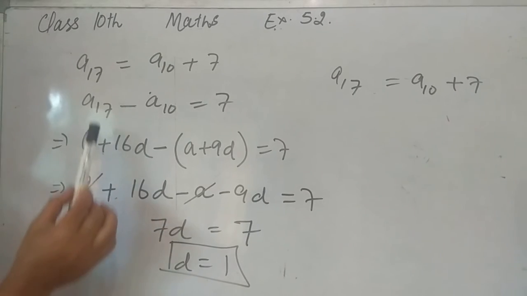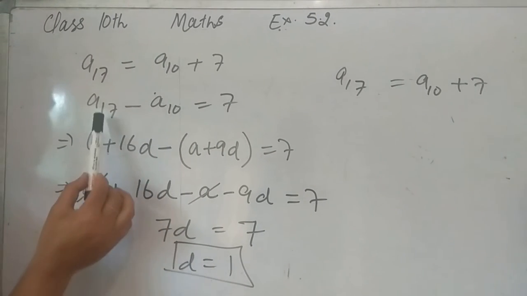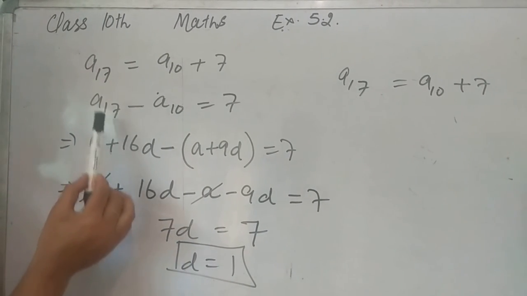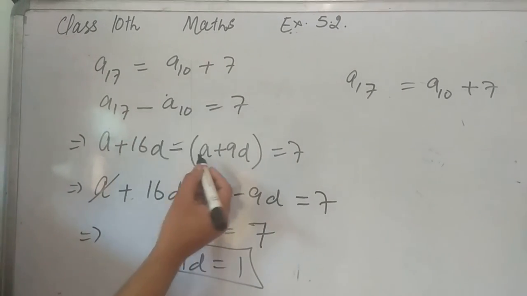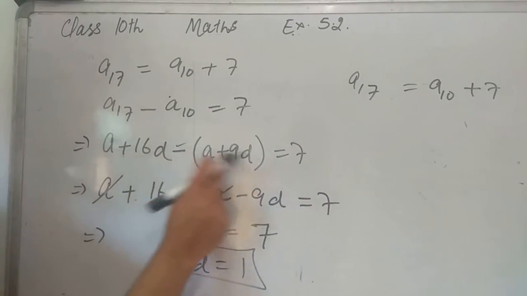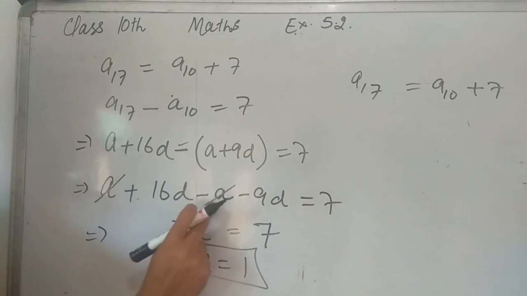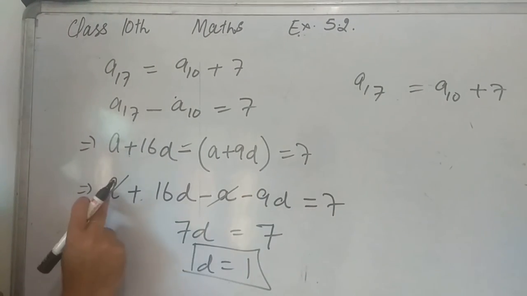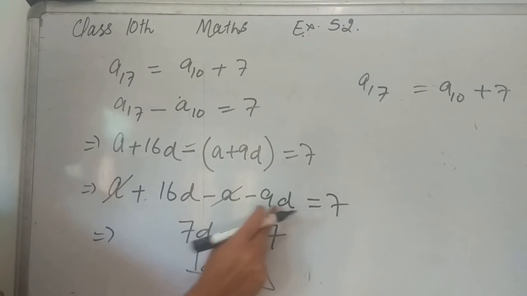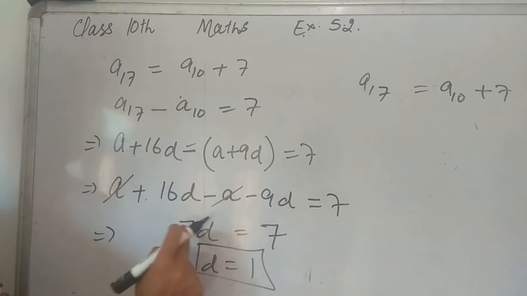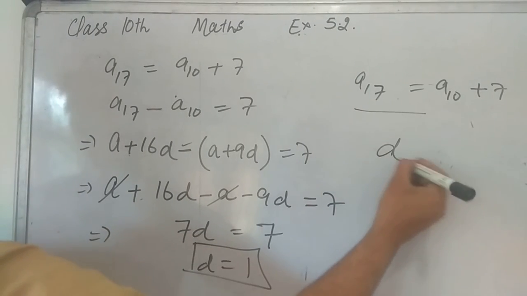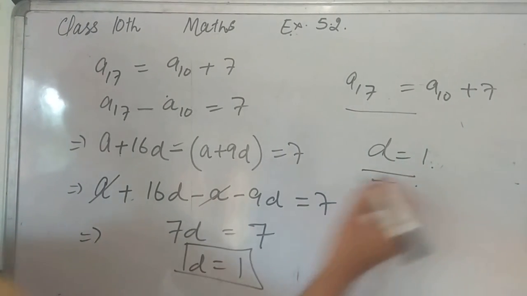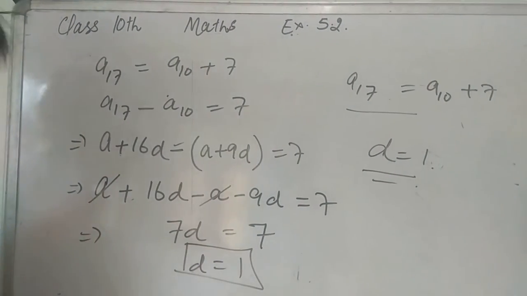Now I transposed A10 instead of A17, we get A17 minus A10 is equal to 7. So the value of A17, I wrote A plus 16, we can write it as A17 is equal to A plus 17 minus 1 times D. And this minus was A10 is equal to A plus 9D, then I multiplied minus, minus into A minus plus minus 9D, A and A will get cancelled. 16 minus 9 we get 7D is equal to 7. 7 and 7 get cancelled. D is equal to 1. Therefore the common difference of this arithmetic progression is equal to 1. With this, your exercise 5.5 is complete.